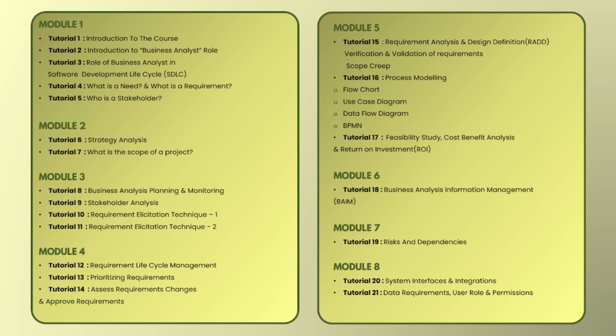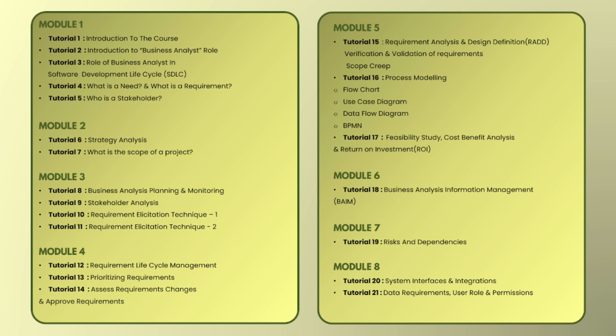As discussed earlier, this course is structured around the BABOK Guide and for simplicity is divided into 9 comprehensive modules. We have already completed modules 1 to 7. In module 1, we saw the introduction to business analysis, ideal for beginners or those from non-IT backgrounds. In module 2, we covered strategy analysis, focusing on defining business needs and recommending solutions. In module 3, we explored business analysis planning and monitoring, like planning BA work, identifying stakeholders and tracking performance.